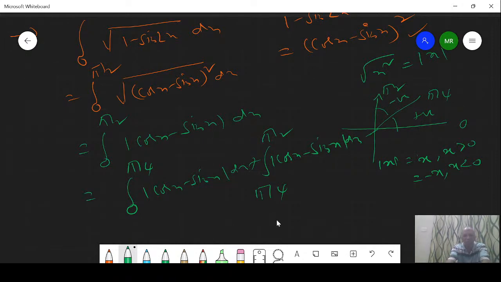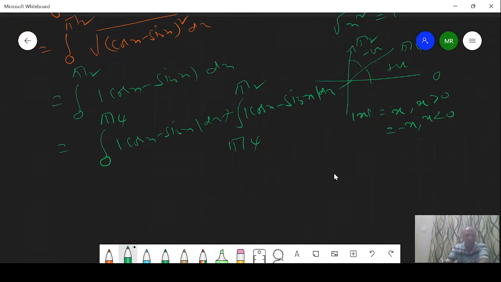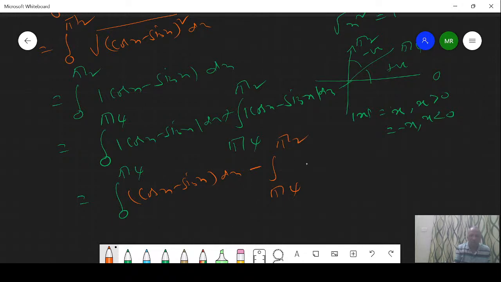Now when I have written like this, you observe here, on this side of 0 to pi by 4, this is positive, so I can write directly the function cos x minus sin x. But here the difference is negative, so minus of it comes. I can write minus of pi by 4 to pi by 2, cos x minus sin x dx. It comes like this. Now I can substitute the limits.